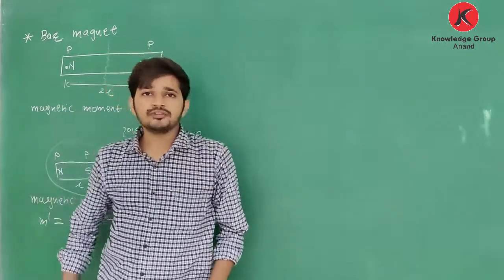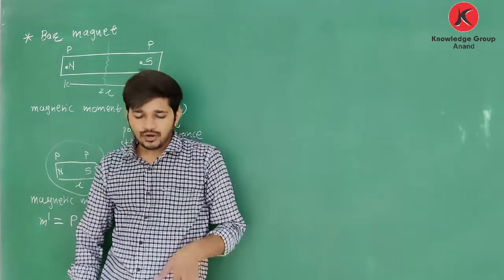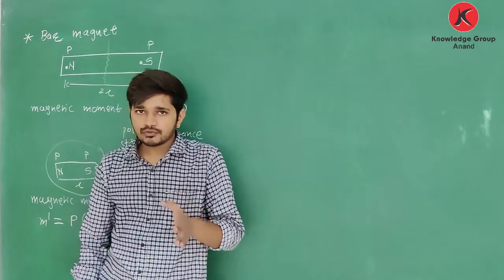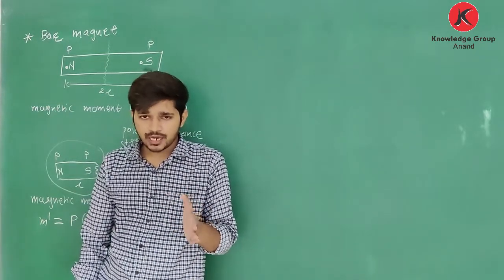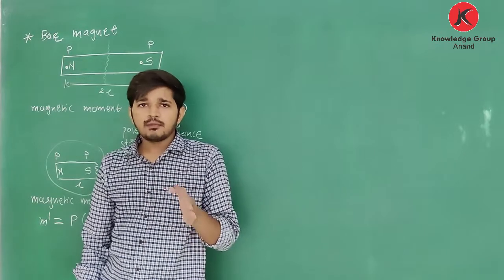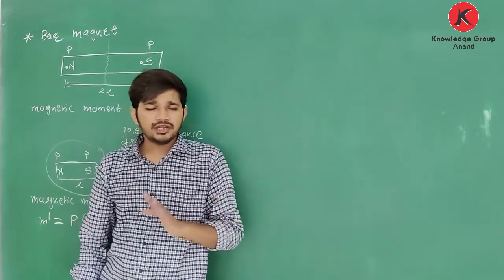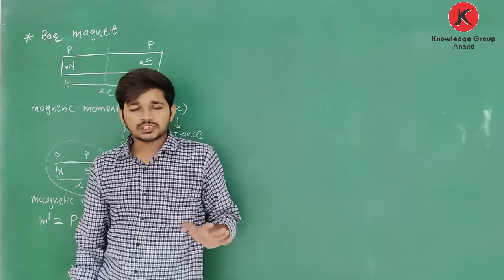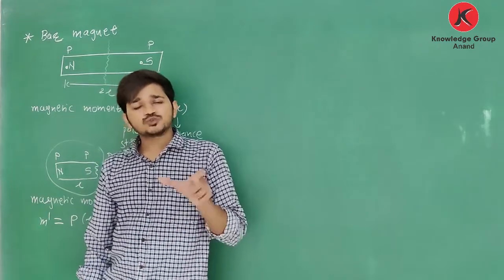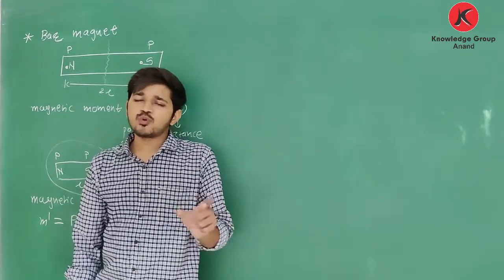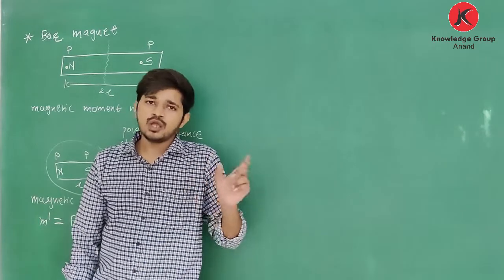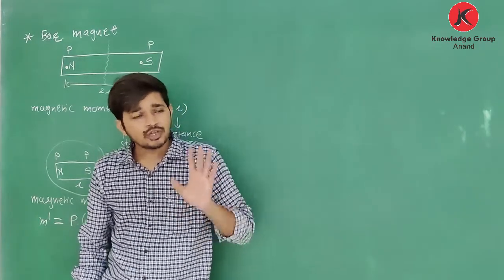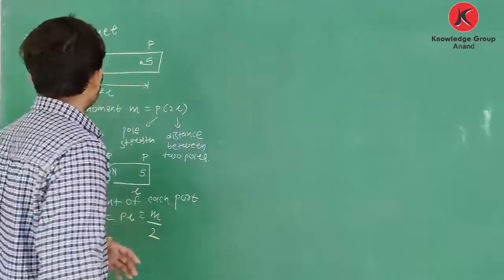Some common points regarding magnetism: when we cut a magnet into equal parts, individual poles are not possible. These two parts will behave as magnets but with weaker strength. Clear about this?